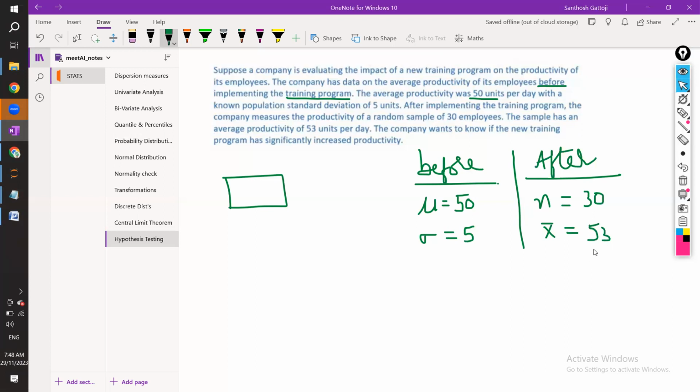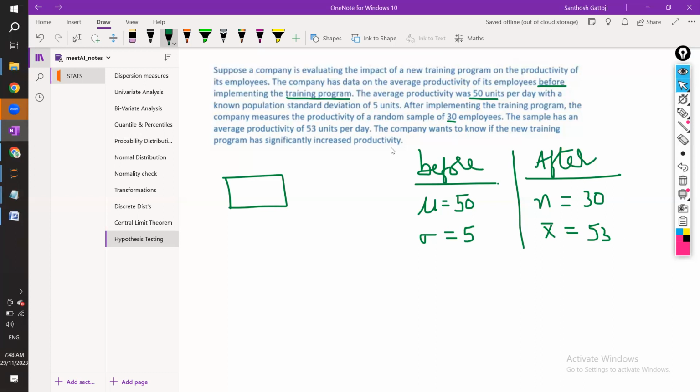Okay, the mean is 53. That means earlier it was 50 for the whole population, and the standard deviation is 5. That's fine. But after giving the training, what happened? They took a sample of 30 and they checked the average is 53.